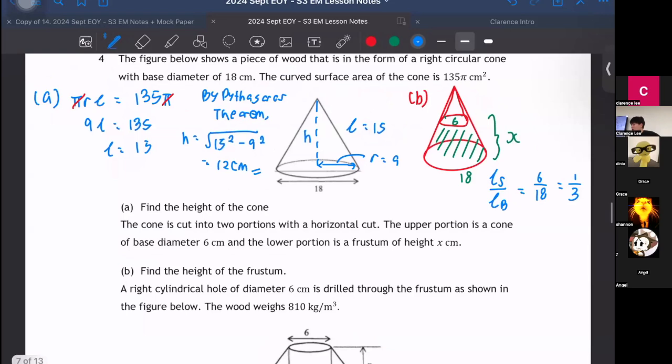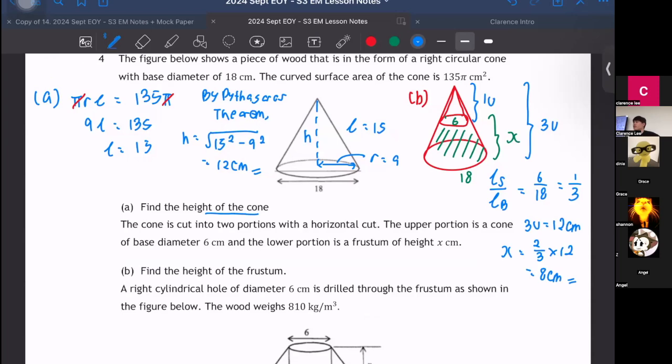So what does that mean? The big cone is 3 units. The small cone is 1 unit. Then where does the remaining 2 units go to? The frustum, which is x. And do I know the height of my big cone already? From part A, over here. So therefore, 3 units is equal to 12 cm. You're looking for x, so it's just 2/3 times 12 to be equal to 8 cm. Finish. Okay, I squeeze here so that I can draw the diagram, but you don't need to squeeze there.